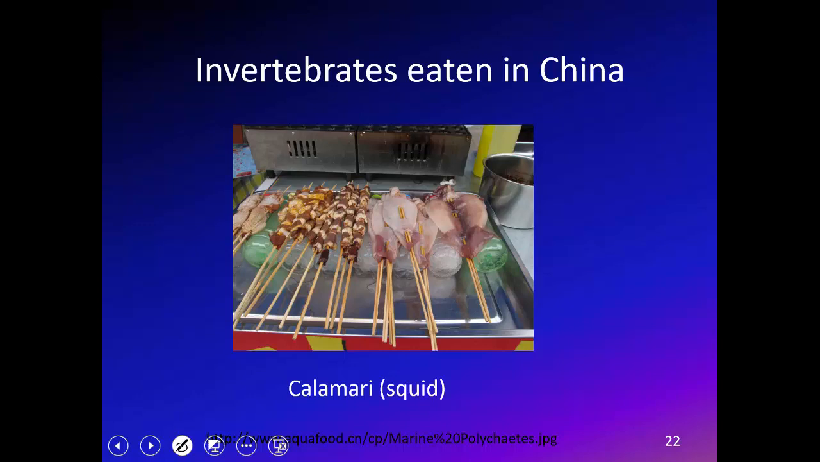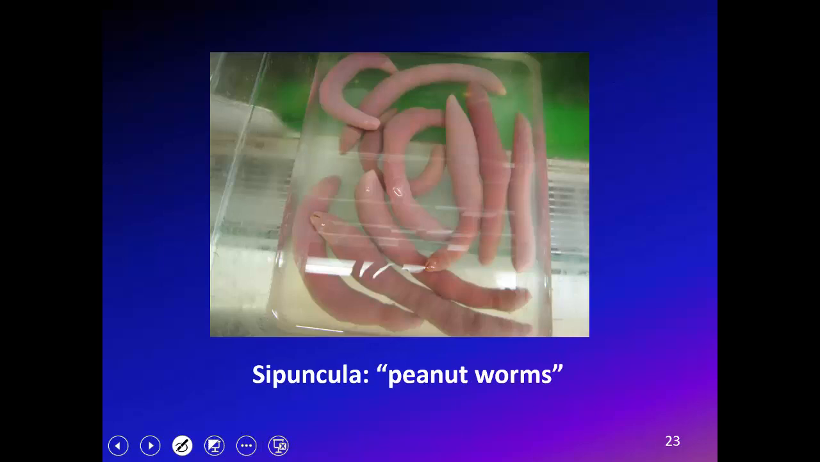So anyway, even I have eaten calamari. That's, of course, the Italian word for squid. But a little bit more exotic, that maybe you haven't eaten, that I didn't eat, are sipunculans, or peanut worms. Some folks put them in the annelid phylum, but others put them into their own phylum.